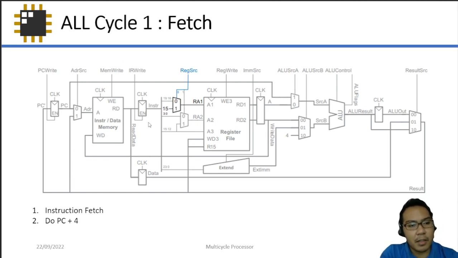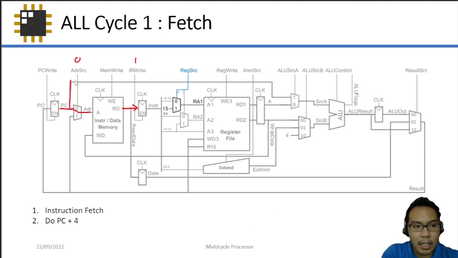The first cycle for everything is to fetch the instruction. The PC comes out of here, it goes into address. So this thing is 0. Now from address, the instruction comes out and goes into this register, which we want to write into. So we turn this into 1. But other than that, what do we want to do?